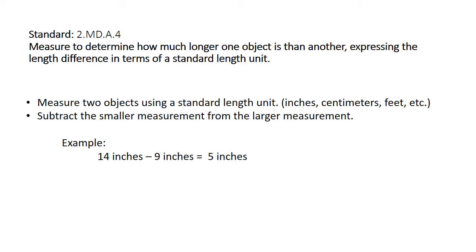So if we have an object that is 14 inches and an object that is 9 inches, we would do 14 inches minus 9 inches, which equals 5 inches. And then we would have to say that one object is 5 inches taller or 5 inches longer than another object.